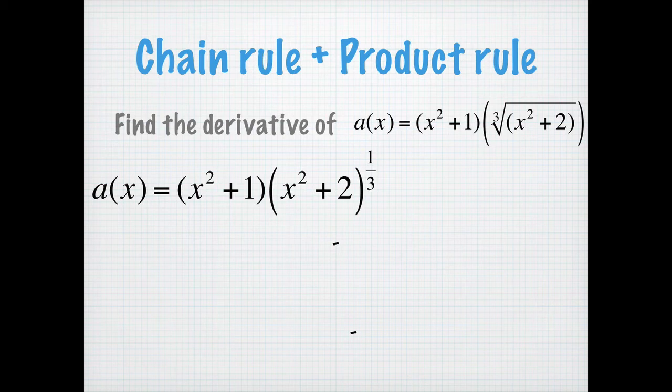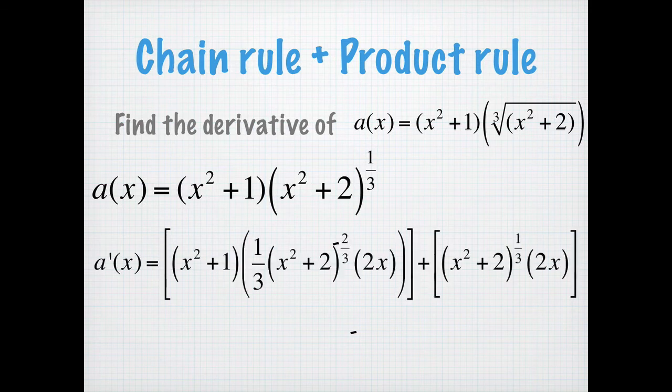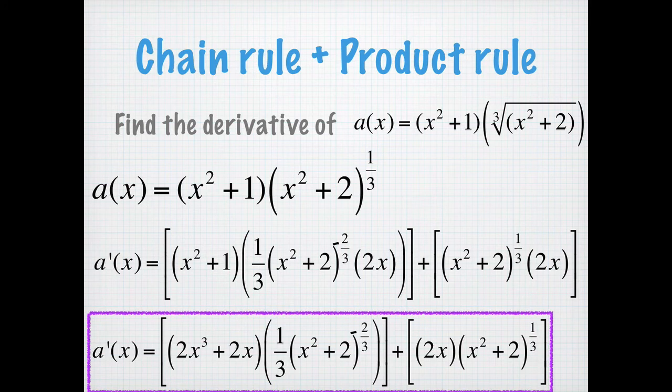Now I'm going to use the product rule to derive a of x. So I'm going to copy the first factor, which is x squared plus 1, and multiply it with the derivative of x squared plus 2 raised to 1/3 using the chain rule. And it will look something like this. So let's further simplify the derivative of a of x. Therefore, a prime of x is equal to this function.